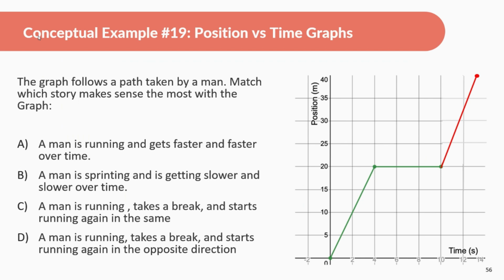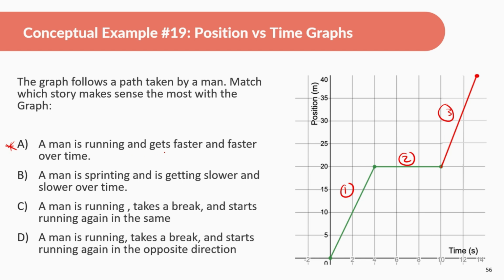Okay, let's look at this example. The graph follows a path taken by a man. Match which story makes sense the most with the graph. Okay, so it seems like we have 3 segments here. I'm going to call this 1, 2, and 3. Okay, so let's see what's going on. Let's look at A, I guess.